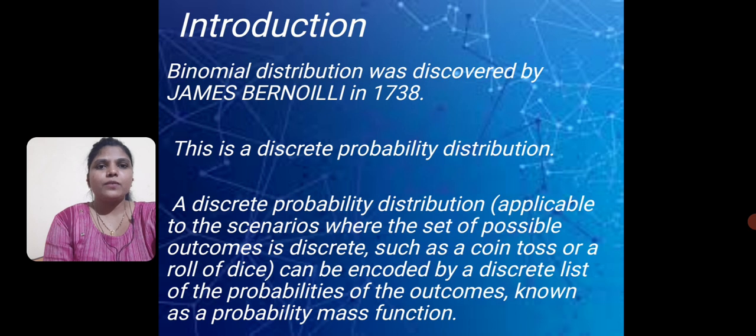First we discuss what is binomial distribution. Binomial distribution was discovered by James Bernoulli in 1738. This is a discrete probability distribution. A discrete probability distribution can be encoded by a discrete list of probabilities of outcomes known as probability mass function. That means it is applicable to the scenarios where the set of possible outcomes is discrete, such as coin toss or roll of dice.